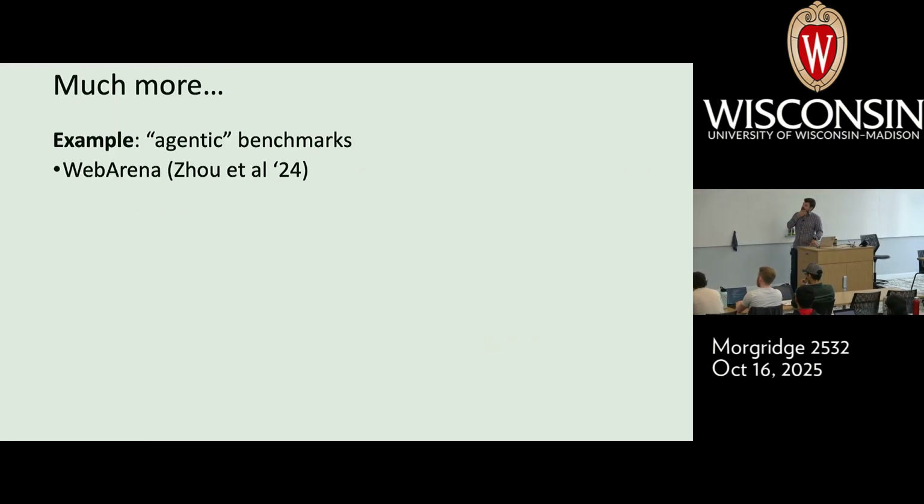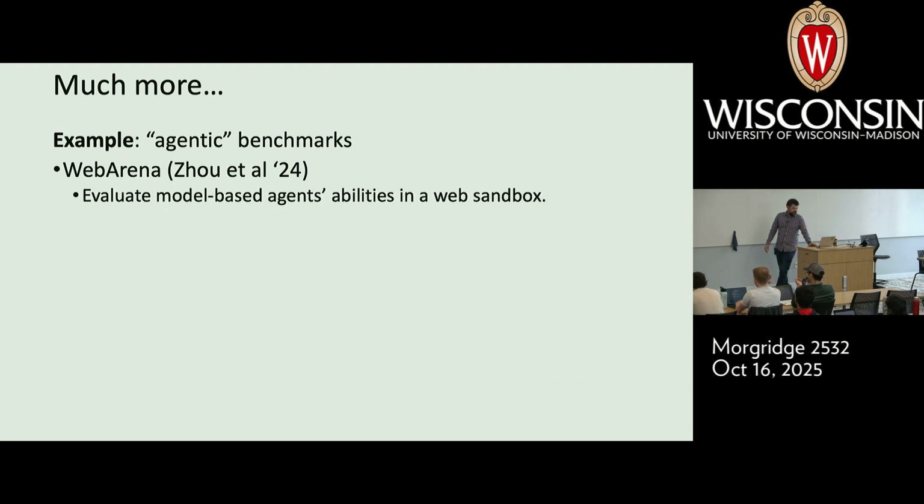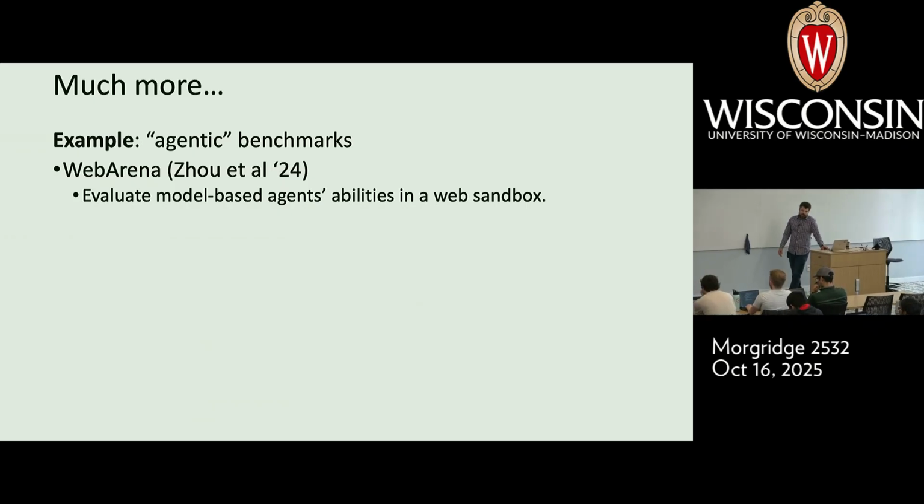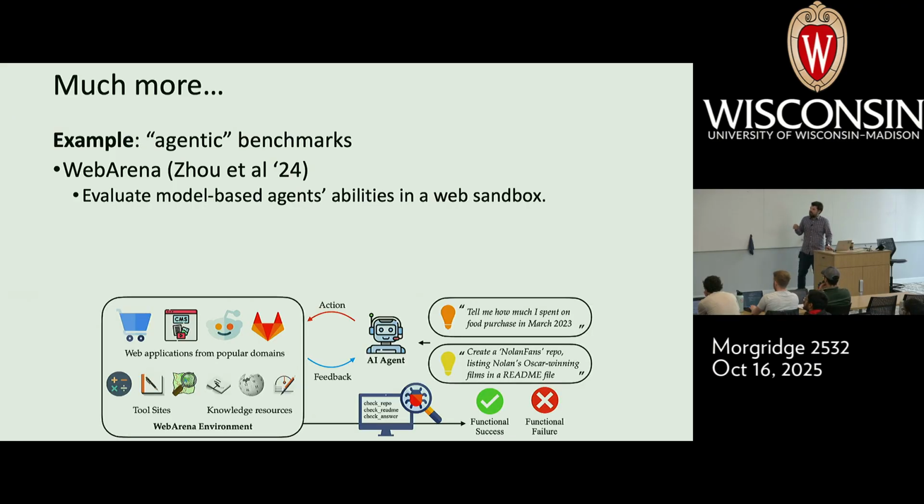So the most popular example, which really kicked off all of these agentic benchmarks, is called Web Arena. And what it does basically is give agents access to the internet, but not the real internet, more like a restricted fake version. So this is a web sandbox. And let me show you an example.